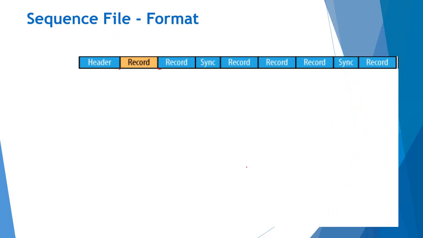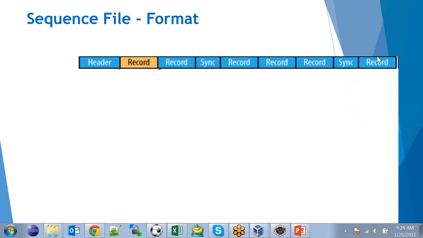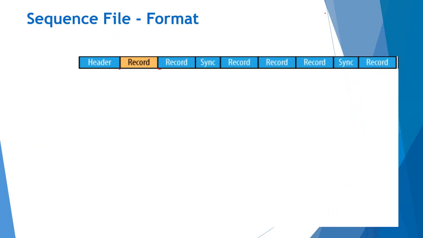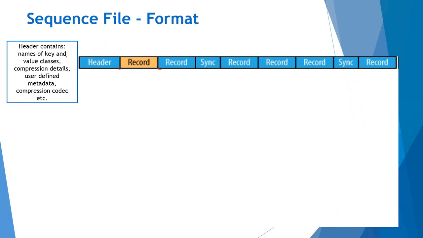So this is how a block in a sequence file would look like. It will contain the header, which will contain the information about the sequence file. So the header will contain things like the key class, value class, the metadata about the data, compression codecs, and things like that. And in between are sync pointers. We'll talk about these sync pointers and the records.